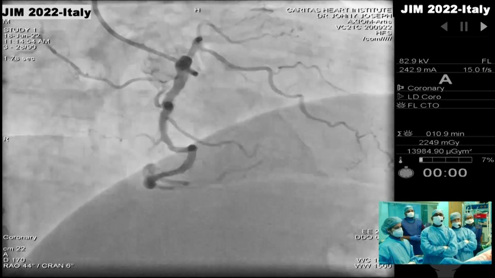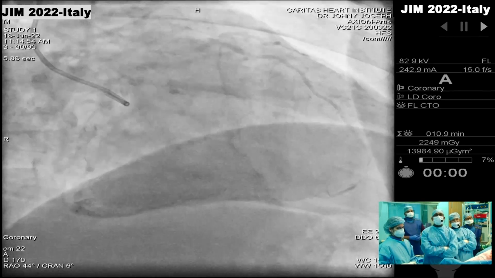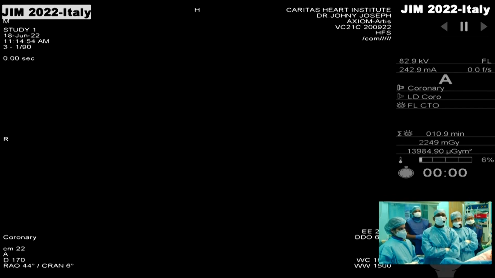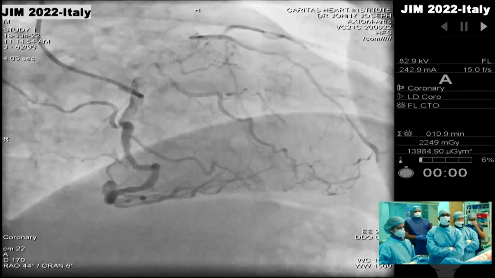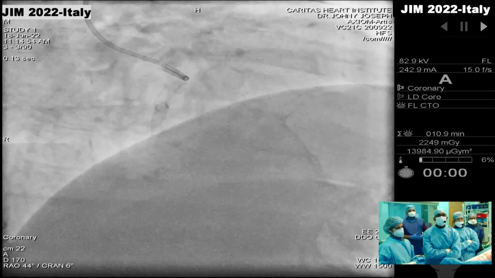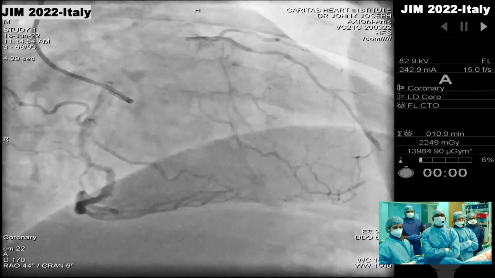Next image. That's again the same information. That's the right RAO view. Again, making us understand the same information. There is a little bit of calcification at the site of occlusion of the left anterior descending artery. Now we'll go to the left images.